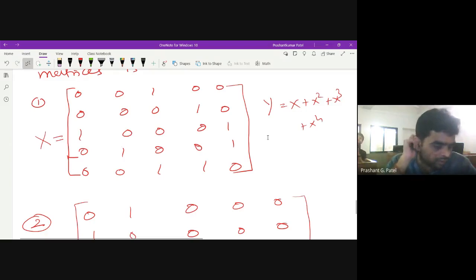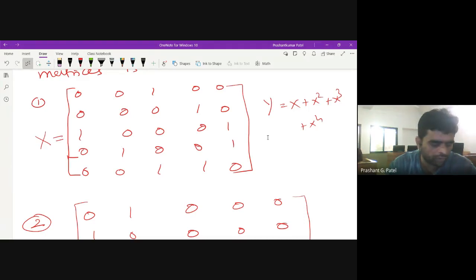Then there are other different types of matrices. One of them is a circuit matrix, fundamental circuit matrix. All sorts of things we are not discussing here. We'll go to the next one.